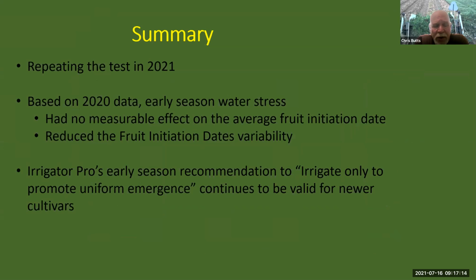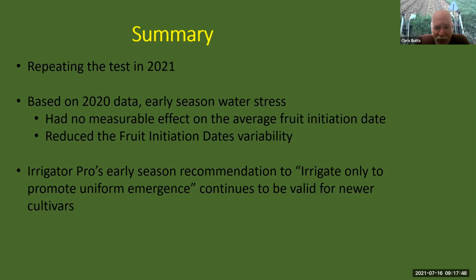So in summary of this then, since this is just a single year of data, we are repeating that test again this year in our rainout shelters. But based on the 2020 data, and this kind of goes along with what maybe Dr. Pallone's presentation was showing, we had no measurable effect on average fruit initiation date, but we did see reduced variability of that fruit initiation date in response to early season drought stress.